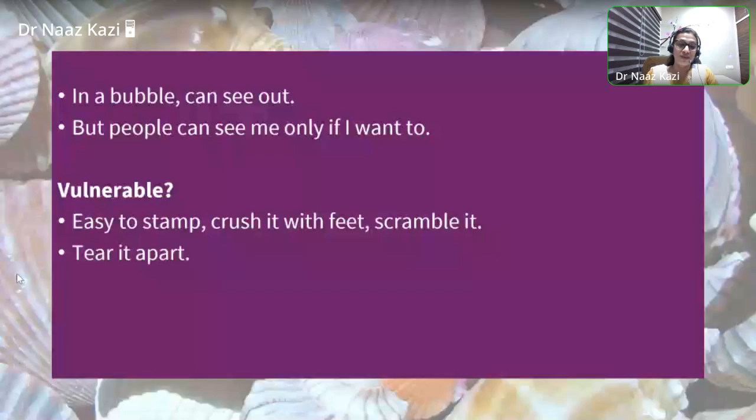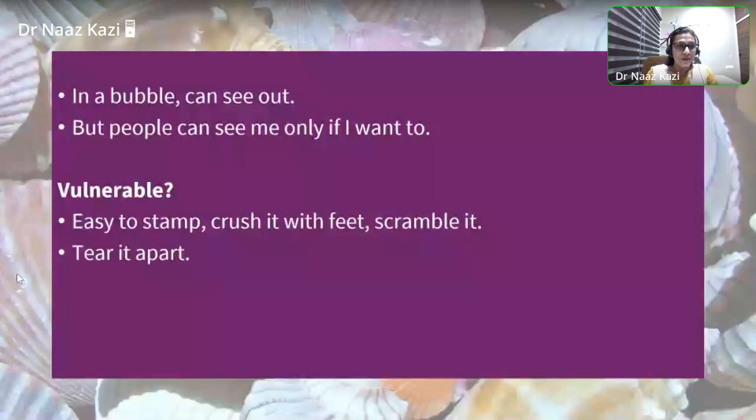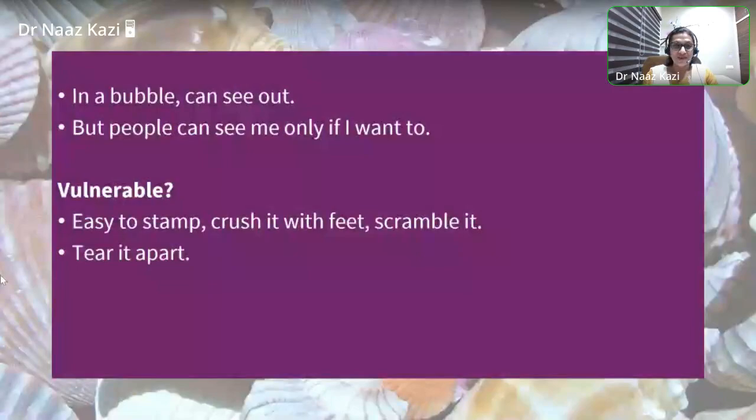If I want them to see me, right? And I ask again, what is vulnerable? And she says, it's easy to stamp, crush it with feet, scramble it, tear it apart. So we get all the words of this creature, right?